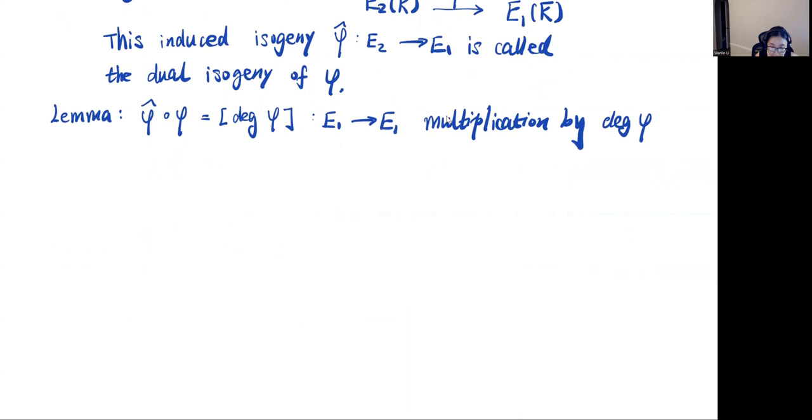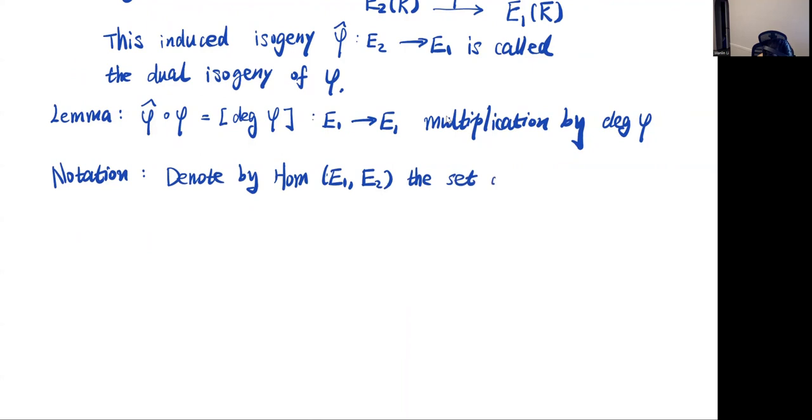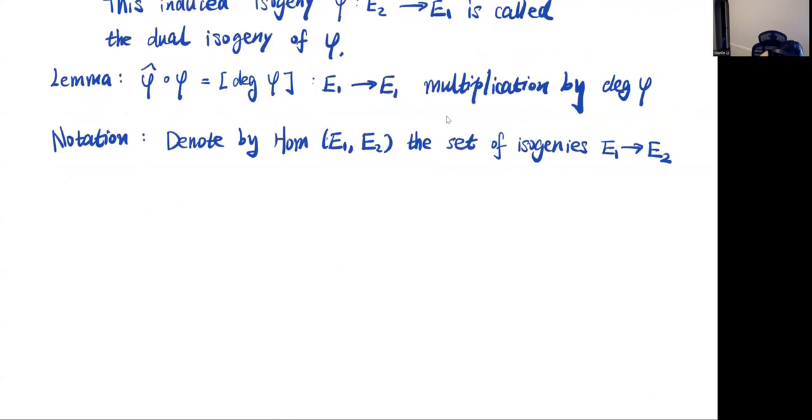Next, we can move on to the second topic of today, where we want to determine the structure of the endomorphism ring of an elliptic curve. So let me first define what I mean by an endomorphism ring. Notation or definition: I will denote by Hom(E1, E2) the set of isogenies from E1 to E2, and I will denote by End(E) the set of isogenies from E to itself.